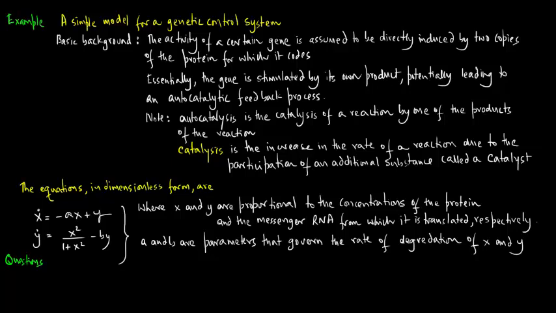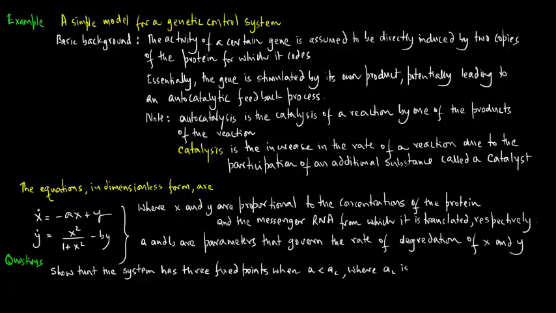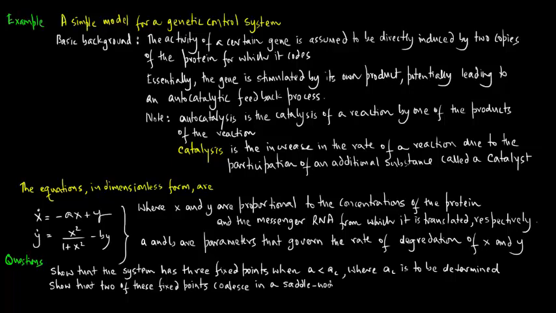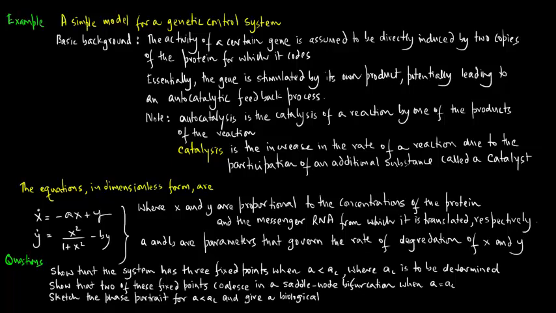So here are a list of questions. Show that the system has 3 fixed points when a is less than a critical, where a critical is to be determined. Show that 2 of these fixed points coalesce in a saddle node bifurcation when a is equal to a critical, and sketch the phase portrait for a less than a critical and give a biological interpretation.